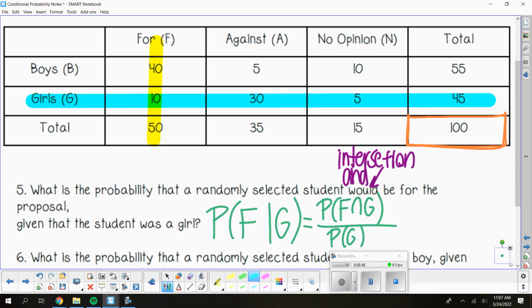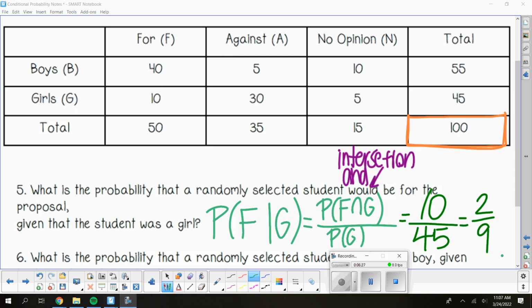Now here's the problem. I'm only looking at it given they're a girl. So really, essentially, all I care about is the girl row. I don't care about the boys that were for it or the total that were for it because I know I'm dealing with a girl. So I can disregard this and this, and really all I'm looking at is that overlap of for and girls out of my total girls that were asked because I know it's a girl. So 10 is that overlap and 45 total girls were asked. So we're reducing, that's 2 out of 9.